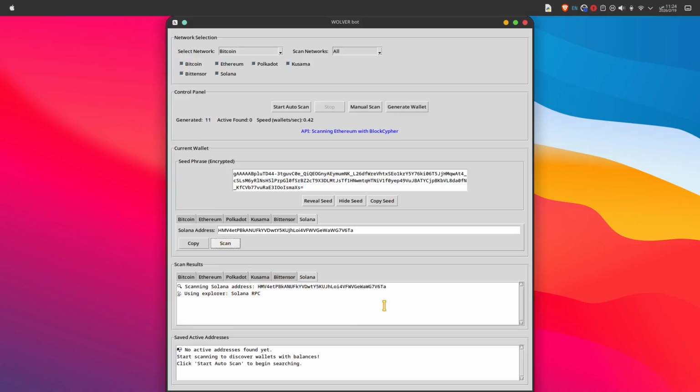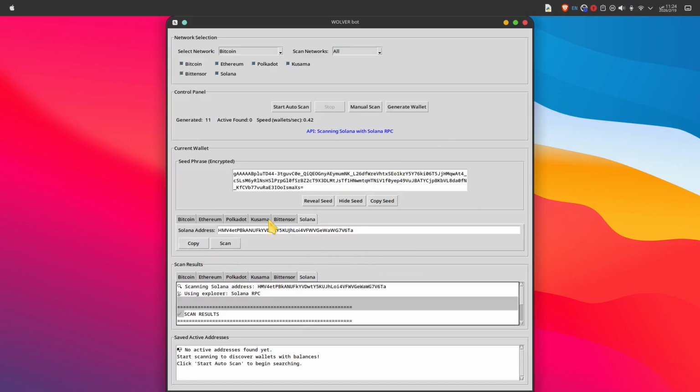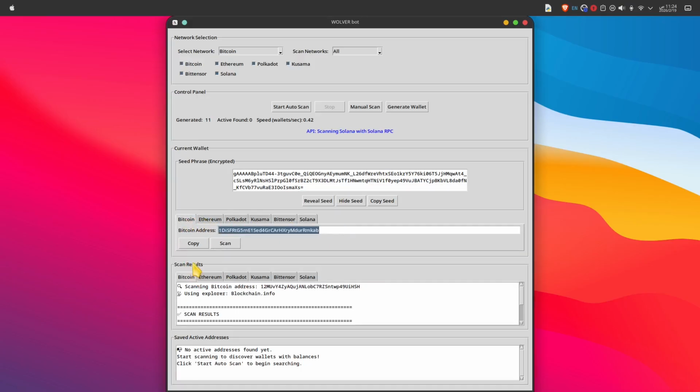The multi-chain assault. Now look up here at the network selection panel. This is where most scanners meet their grave. Single chain trash. They hunt one blockchain and pray. But the crypto world isn't single chain anymore, is it? It's a multiverse. Ethereum, Solana, Bitcoin, Polkadot, Kusama. They're all running in parallel, all holding value, all waiting to be explored. Most tools can't handle that. They choke, they crash, they burn out trying to keep up.